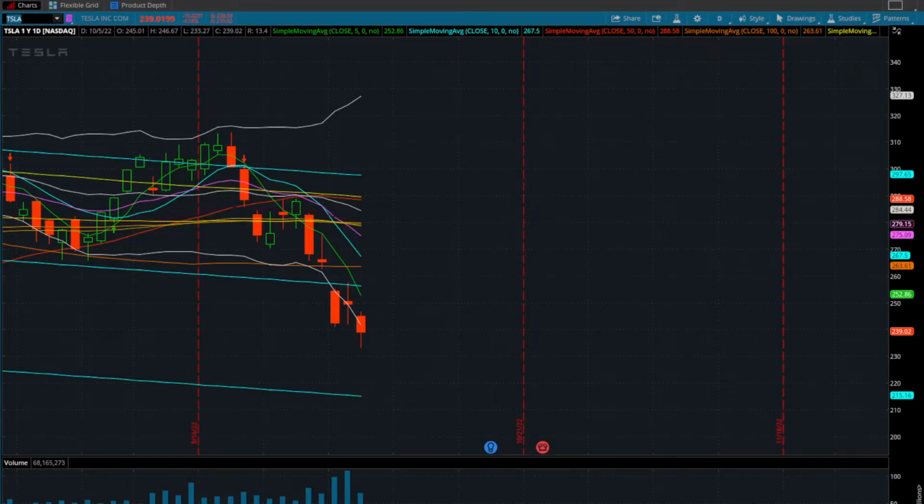What's going on, everyone? We're going to take a technical analysis look, try to figure out how we could potentially profit day trading and swing trading Tesla going into the end of this week into next week. Today is currently October the 5th.